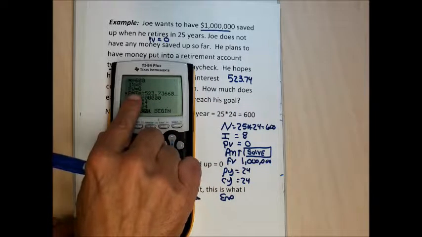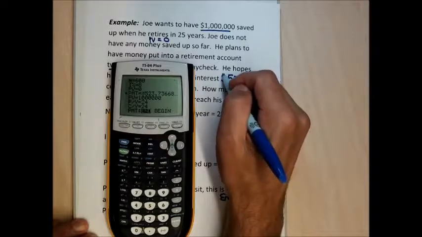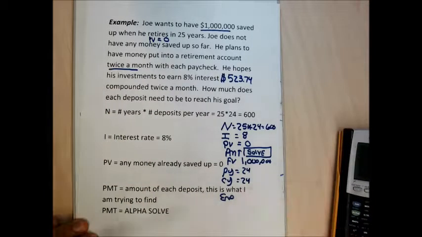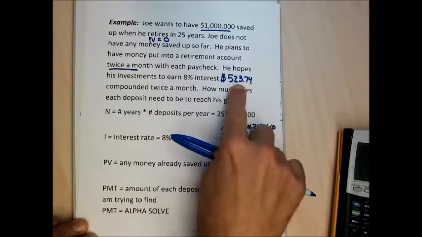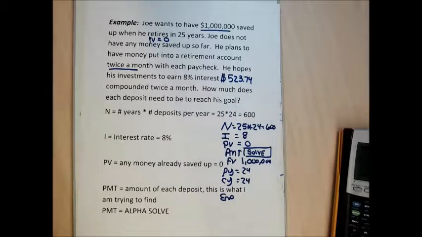I'm going to ignore the sign even though my calculator puts the sign in. I generally don't put that sign in my answer. So Joe, to retire in 25 years, has got to save $1,000 a month, because with 2 paychecks each of a $500 withdrawal, it's $1,000 a month to get to $1 million in 25 years.